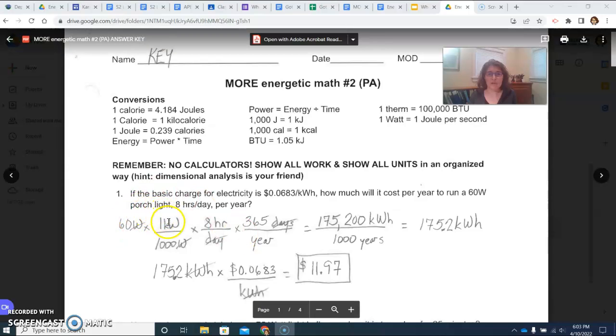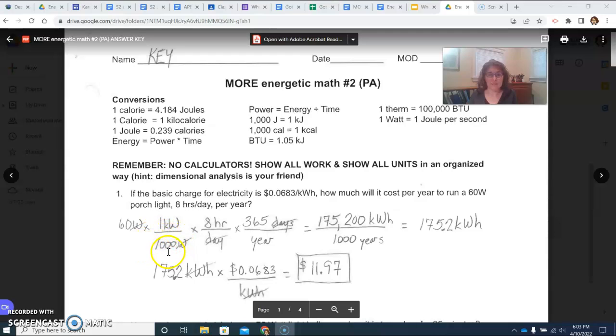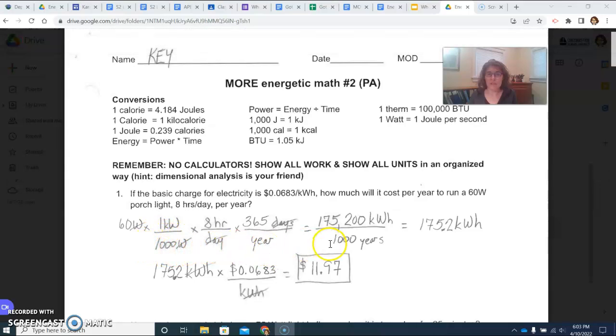So I went ahead and multiplied across the top. So 60 times 1 kilowatt times 8 hours times 365. And that got me 175,200 kilowatts. On the bottom, what I'm left with is 1,000 times years. So I have 1,000 years at the bottom.